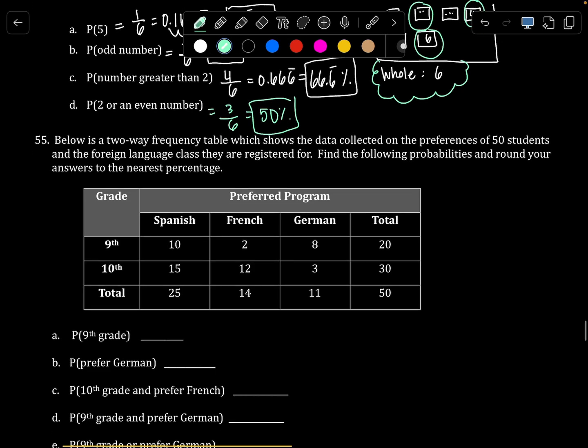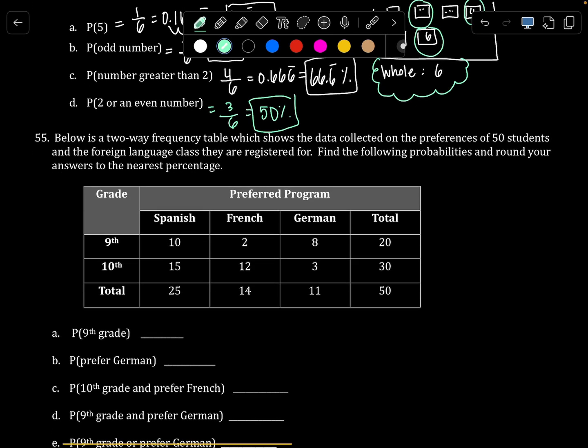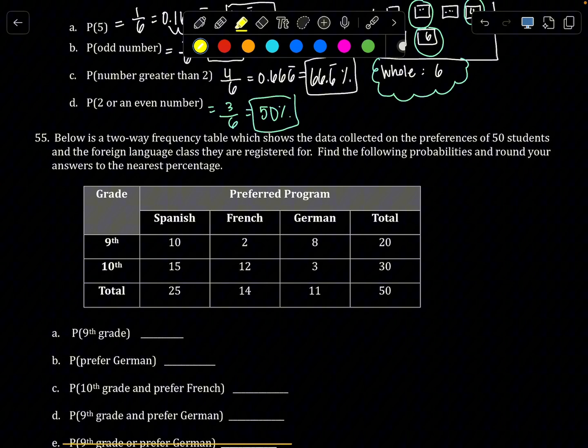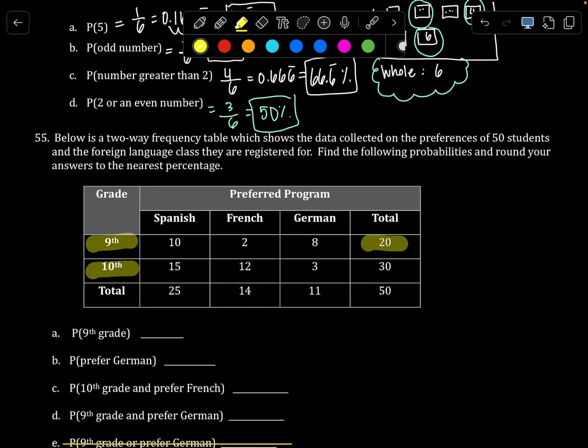I need to find totals, but hey, you know what the good thing is? They already put down totals for the rows, right? For the rows, and they put down the total for the columns. Look at that, which is nice. And then they put the overall total at the very end, 50 students.